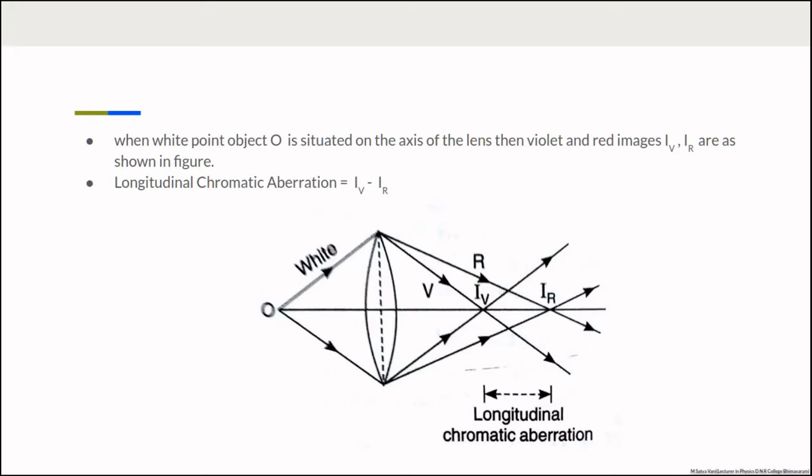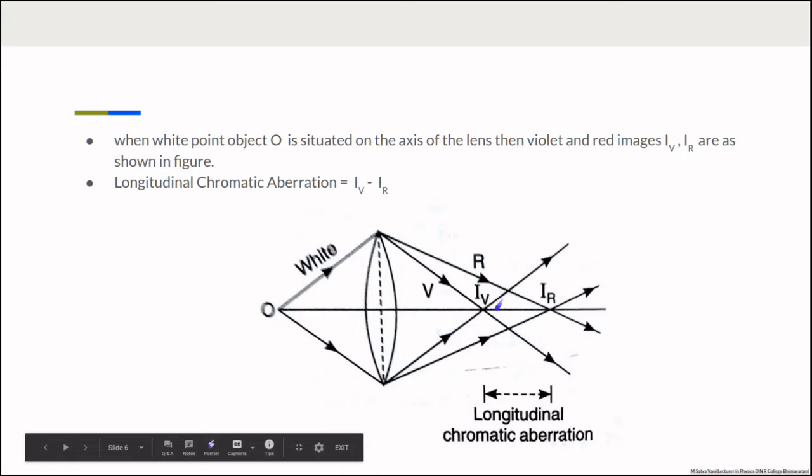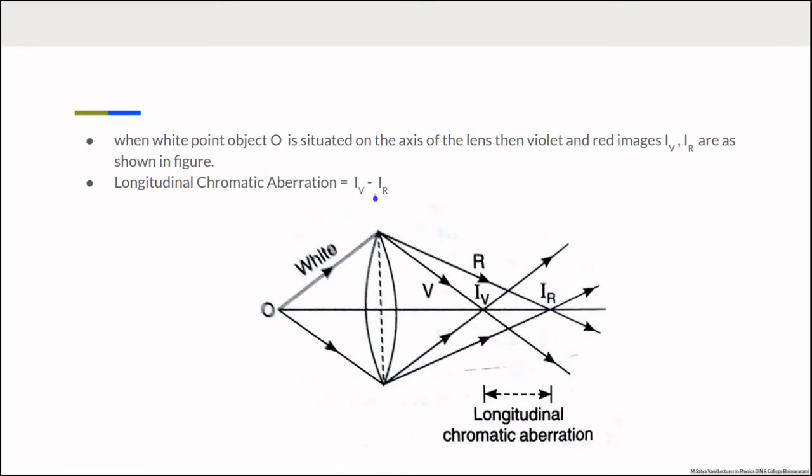But if an object is situated on the principal axis, then the white light coming from the object, when incident on the lens, undergoes dispersion. Then different colored images are formed on the principal axis as shown in the figure. In this case, the violet image is here and the red image is here. Then longitudinal chromatic aberration is equal to I_V minus I_R. This is about longitudinal chromatic aberration.